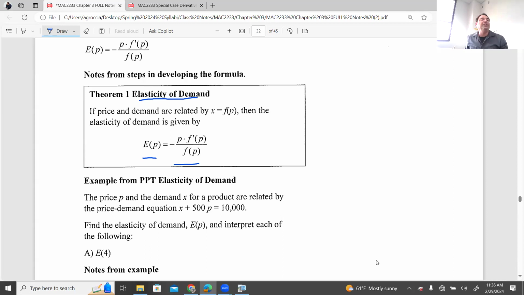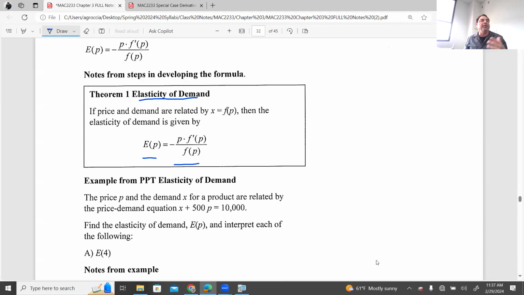A nice way to remember that is generally, if you raise the price, you lose demand, right? So it starts out with a negative. It's a way to remember: you lose if you raise the price. Then P times f prime of P, the derivative of demand, all over the original demand. So you need demand and you need price for all this to work. The two things at play here are price and demand. And again, generally, if you raise the price on something, less people want it. If you lower the price of something, more people want it.